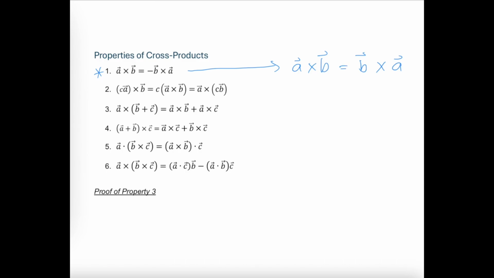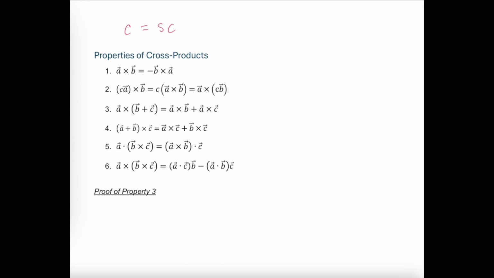But if we were to negate the B, we have A cross B is actually equal to the negative of vector B cross A. So it is not commutative. The cross product is not commutative like the dot product is, but we do have a property that feels kind of similar to that. Notice also that we've got some properties down here.